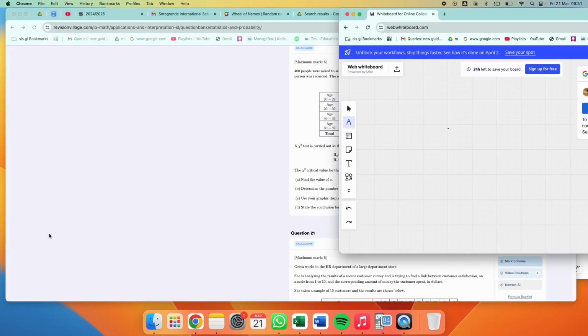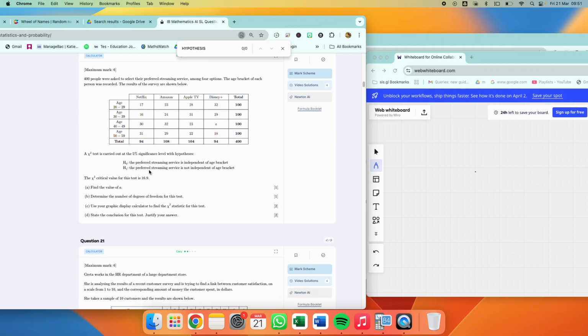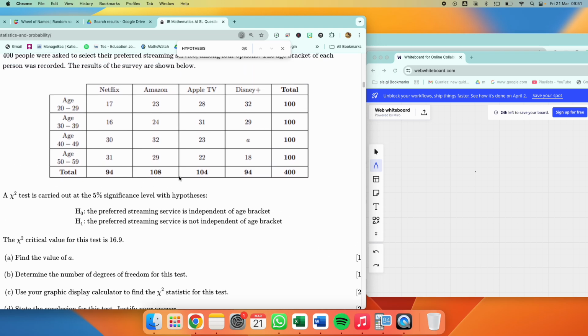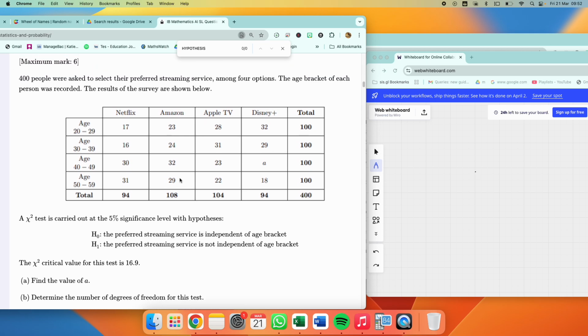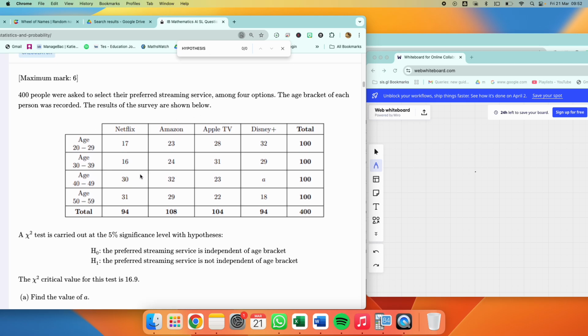Question to do with chi-squared of independence. The question has come from Revision Village, and I have never seen this question before, so we're going to be working through this together live. I am going to zoom in so we can see the question, and you can start doing it on your calculator. So it's talking about people selecting their preferred streaming service, and the information is in a matrix below.